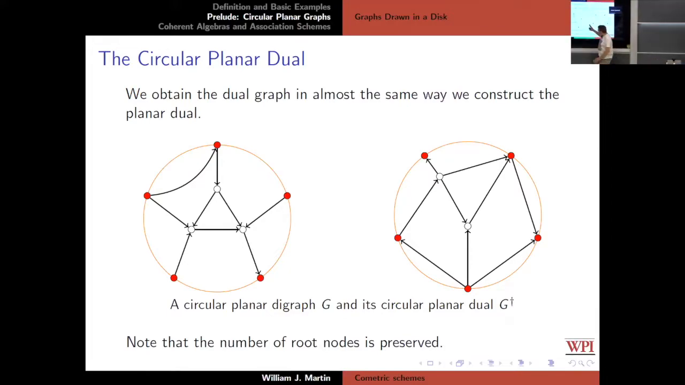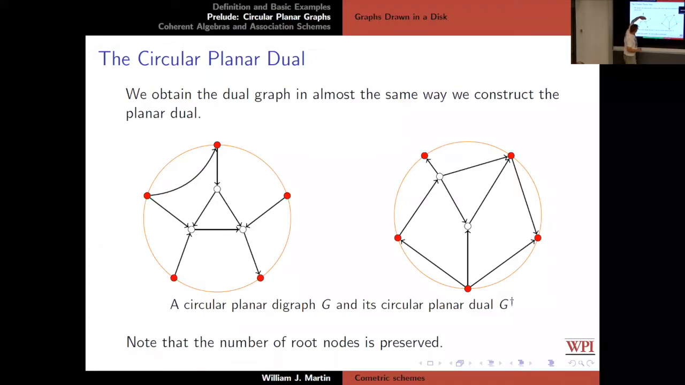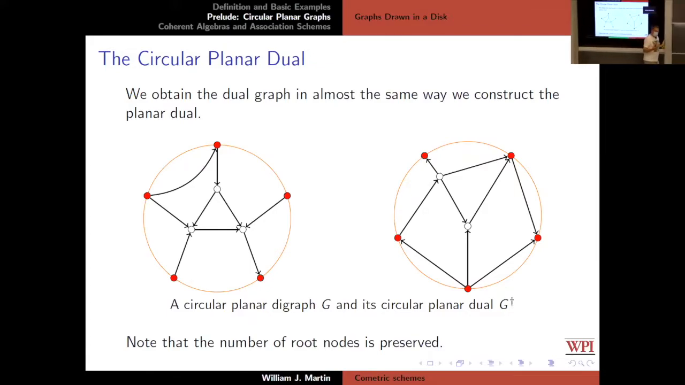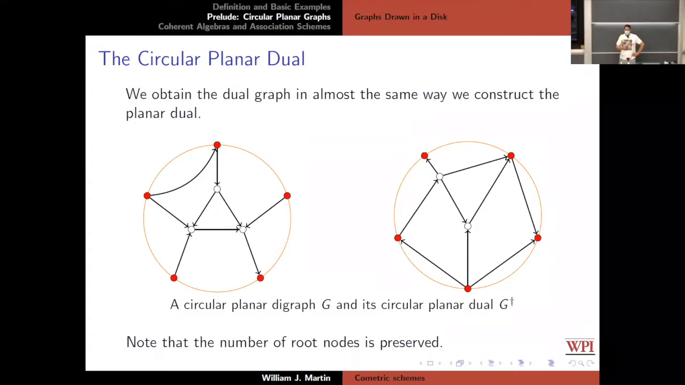So now I take, for each region inside the circle, inside the disk, we put in a node. All of the arcs are now rotated 90 degrees counterclockwise to join adjacent regions. The regions that are touching the boundary are called root nodes of the dual. And you notice that if I have 5 root nodes, then the dual also has 5 root nodes, because the 5 root nodes partition the circle into 5 arcs. And so the number of root nodes is preserved in the circular planar duality. Okay, so that's a circular planar dual of a circular planar graph.